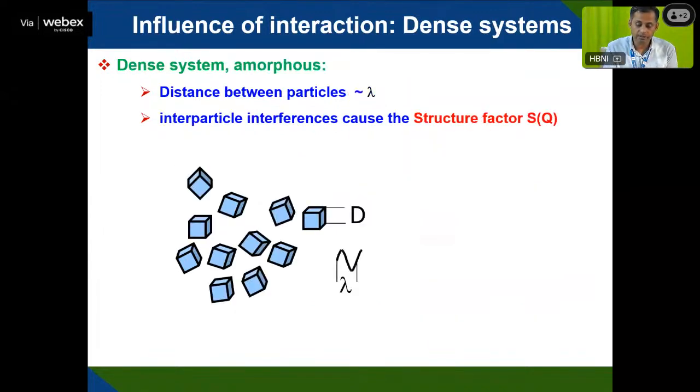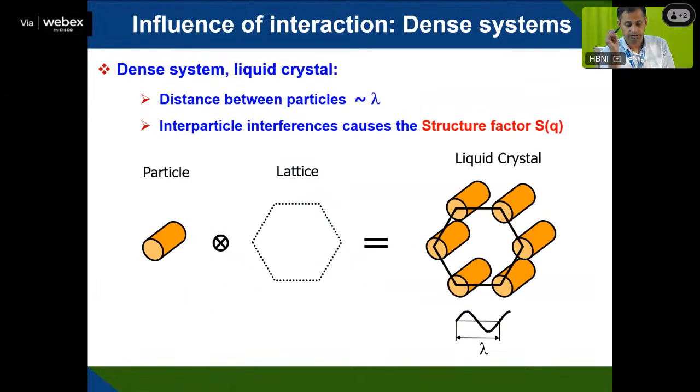And if you see a dense system, the distance between the particles is equivalent to the wavelength of the light, the neutron or X-ray. So the interparticle interaction causes a structure factor here. Because of the interparticle interaction, you will get a structure factor SQ in this system. That means you can see a particle and the other lattice, and you put all these peaks together. So the structure factor SQ will be the summation of this. So in a dense system, the interparticle interaction causes the structure factor, that is nothing but SQ.